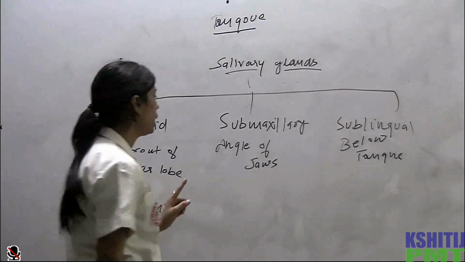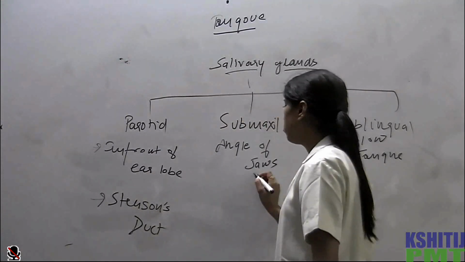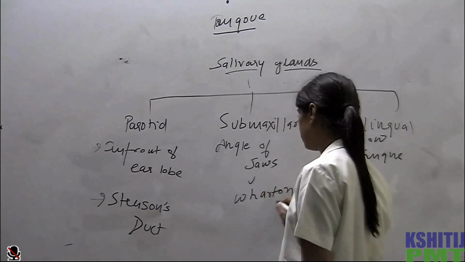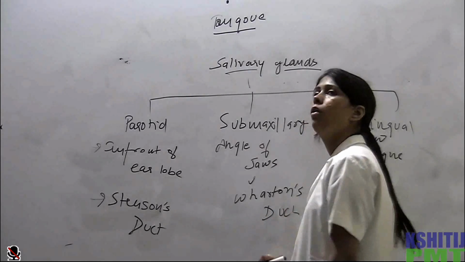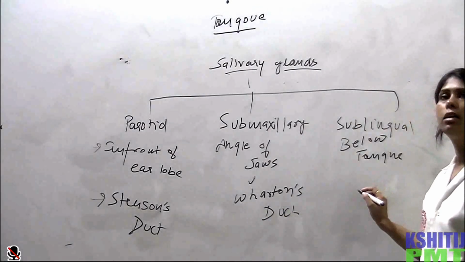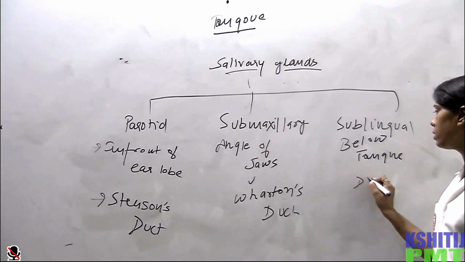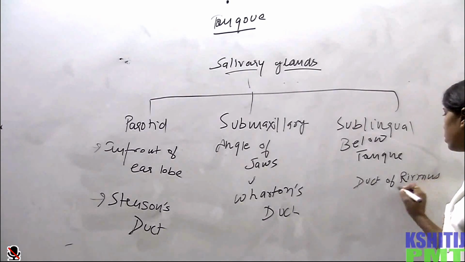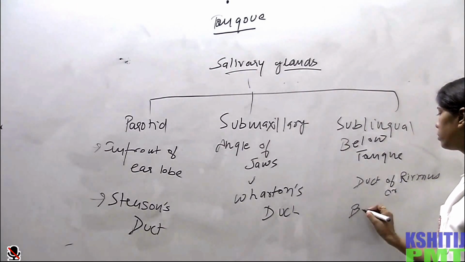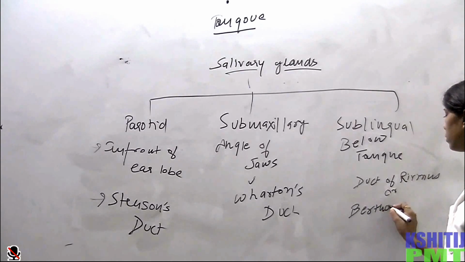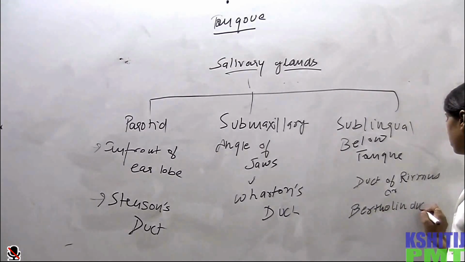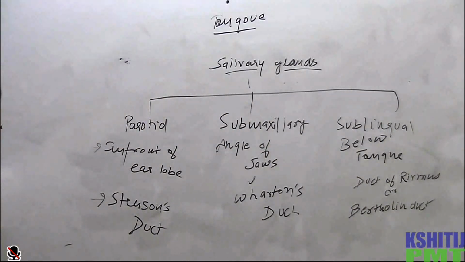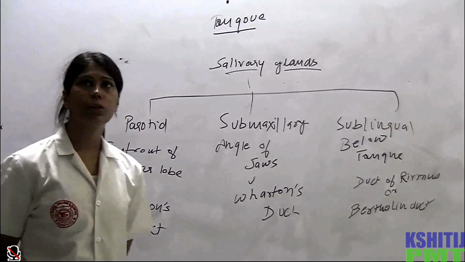Now the duct of the submaxillary gland is called Wharton's duct, whereas the duct of the sublingual gland is called the duct of Rivinus or Bartholin duct. So we have Stenson's duct, Wharton's duct, and Bartholin duct or duct of Rivinus.